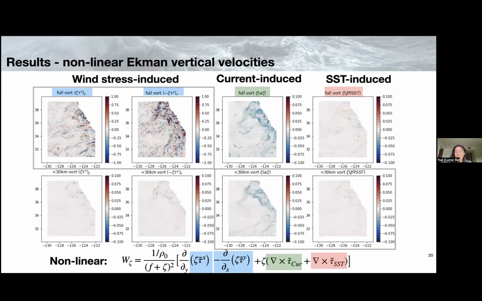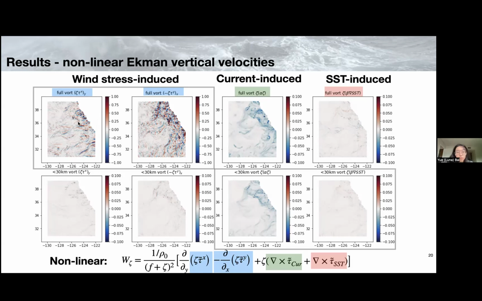Then what about the very tricky nonlinear Ekman vertical velocities? Here at the very bottom, just to remind you, is the formulation that we're calculating right now, after we did the integration by parts. I color coded it so it's easier to see. The blue part contains the tau x and tau y terms that still can't be separated into current-induced or SST-induced components, so we're lumping them together and calling them the wind stress induced nonlinear Ekman vertical velocity. The green part is current induced and the red part is SST induced.